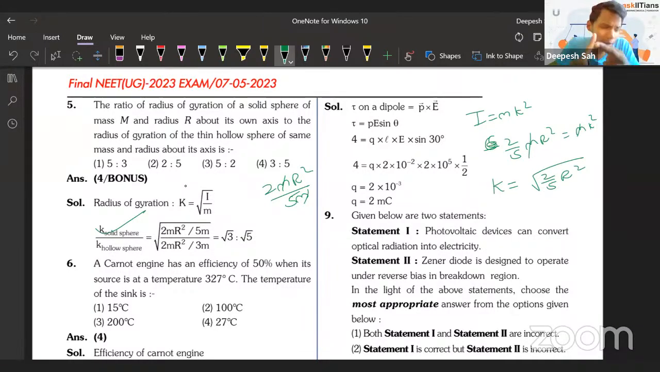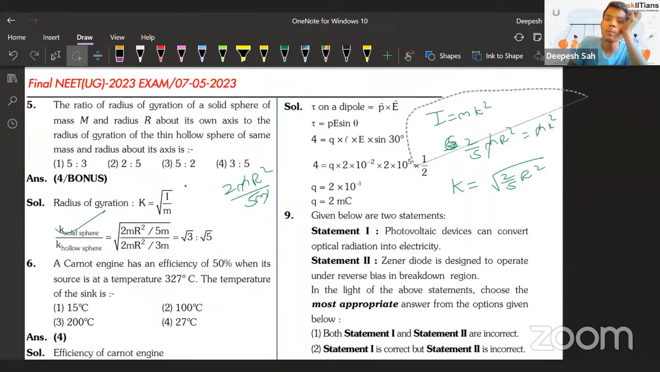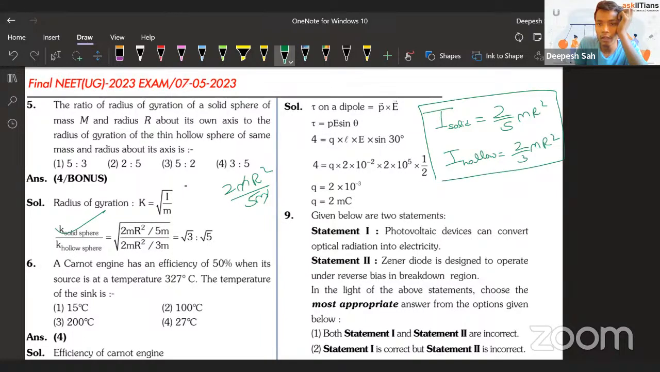So we have the value of radius of gyration for the solid sphere, we have the value of radius of gyration for the hollow sphere, and we just have to take the ratio. This is a kind of question where you need to remember. Okay, I would just write this down: moment of inertia for the solid sphere is 2 by 5 m r square. Moment of inertia for the hollow sphere is 2 by 3 m r square. And of course, you will put them in, and the general formula for radius of gyration is m k square. Okay.